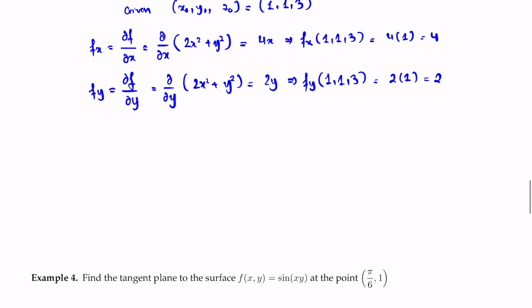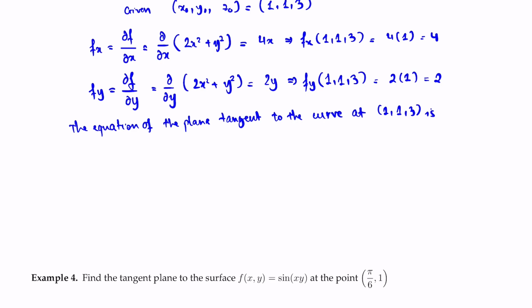Then you conclude that the equation of the plane tangent to the curve at the point 1, 1, 3 is: you have z equal to z0, so in this case z0 is 3, plus f sub x, that is 4, times x minus x0, in this case 1, plus f sub y, which is 2, times y minus y0, or y minus 1.